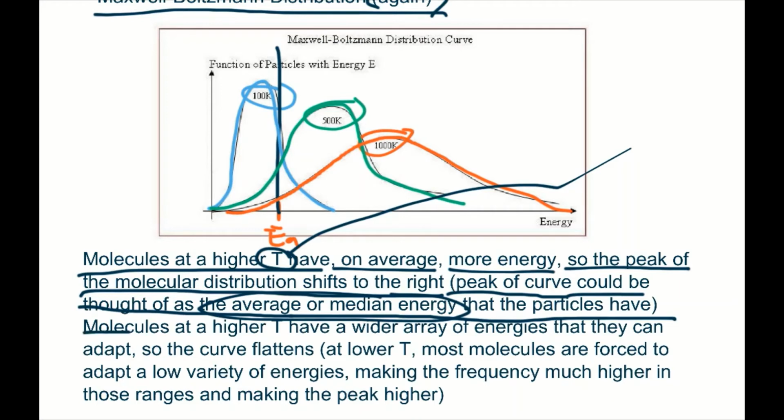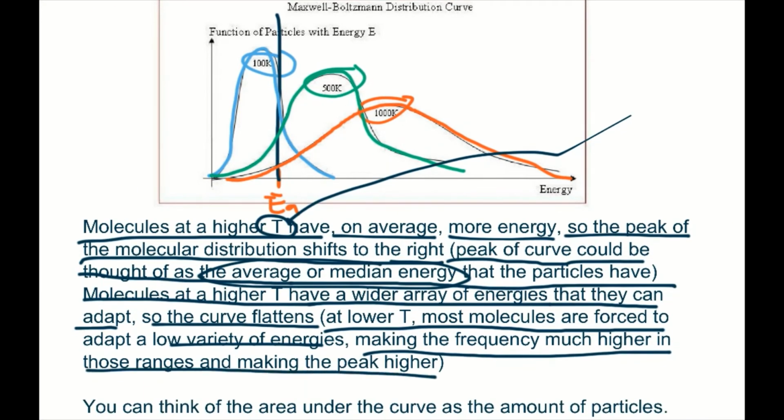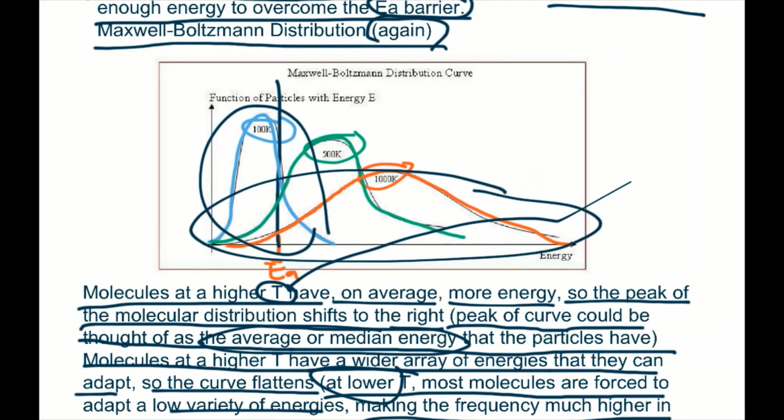Now, molecules at a higher temperature also have a wider variety of energies that they can adopt, so the curve flattens. And you can think of it this way. At lower temperatures, most molecules are forced to adopt a low variety of energies, making the frequency much higher in those ranges and making the peak higher at lower temperatures, as shown here. But as you increase the temperature, it flattens out because the molecules have more options in terms of what energies they can adopt. And notice how the peak shifts to the right as temperature goes up.